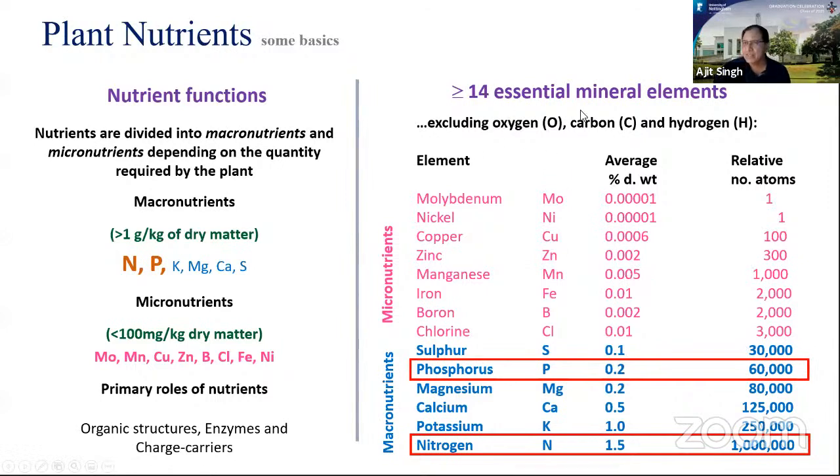The plants need at least 14 of these mineral nutrients for their growth. These are listed, and this is where the phosphorus and nitrogen lie here. These are the group of macronutrients that are required in more than 1 gram per kg of dry matter. Then we have the micronutrients that are required in less than 100 milligrams. So this is a list which you're very much familiar with, and this is where NNP falls.